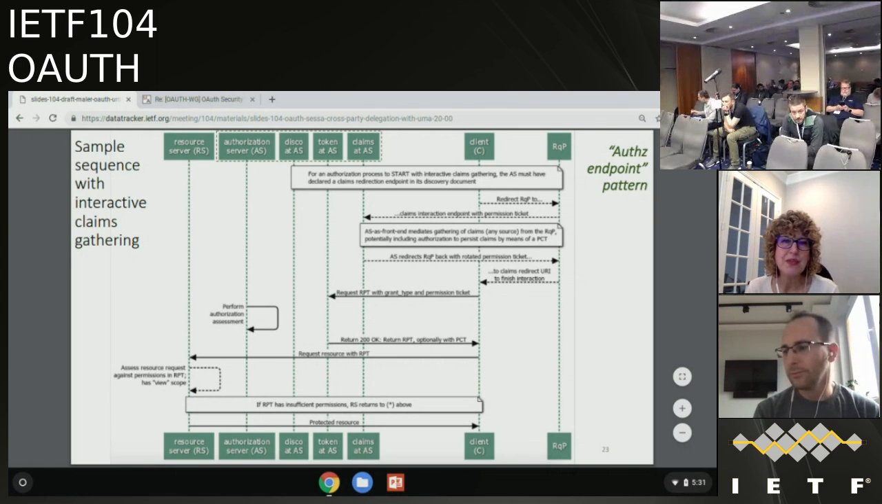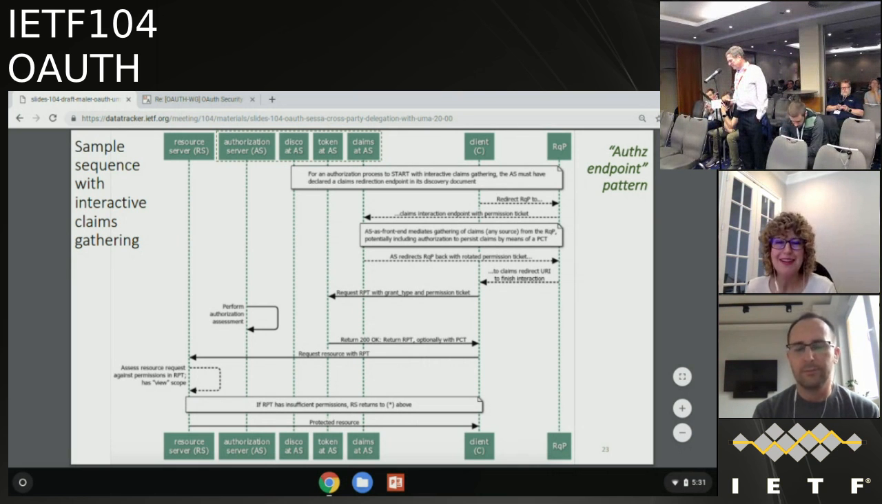One quick comment about that last one. Just wanted to say a comment that we've heard, at least from one or two implementers, is that claims interaction functions like an authorization endpoint, only a little bit more flexible, because you don't have to start with it. You could go to the token endpoint first. You could go to the claims interaction first. You can sort of mix them up. So it functions a little bit. That's why we call it the authorization endpoint.